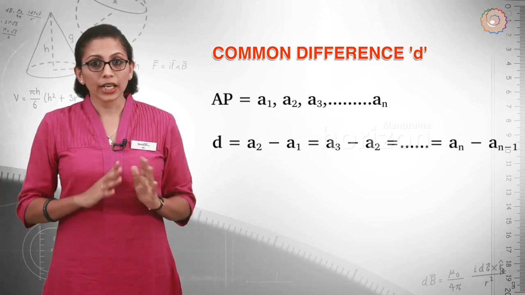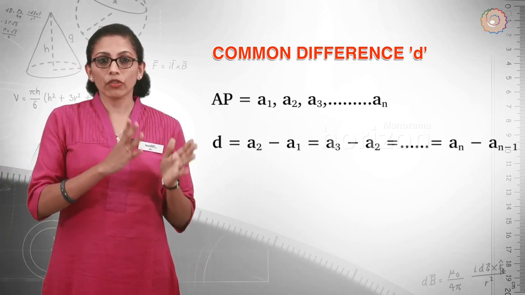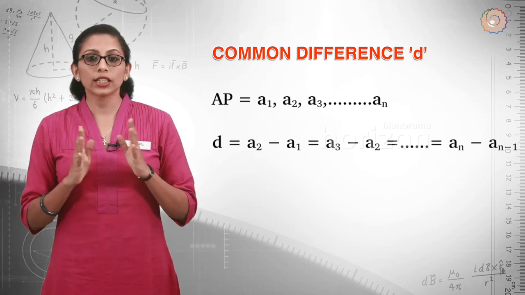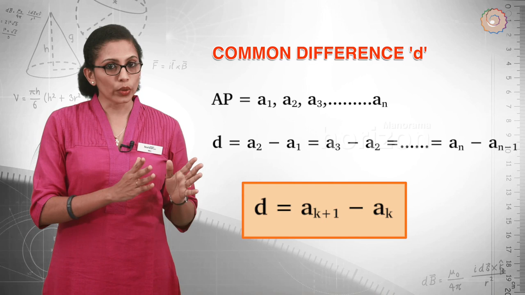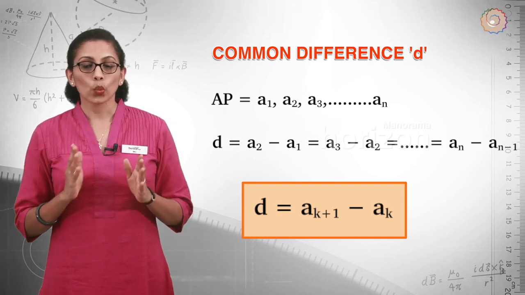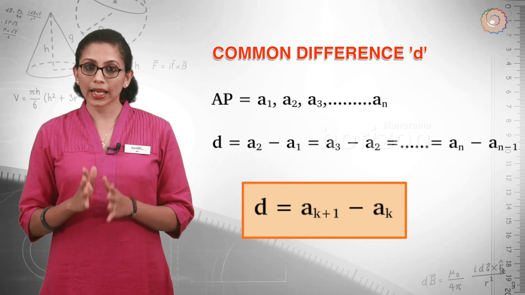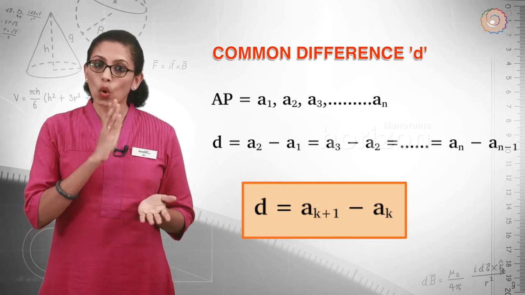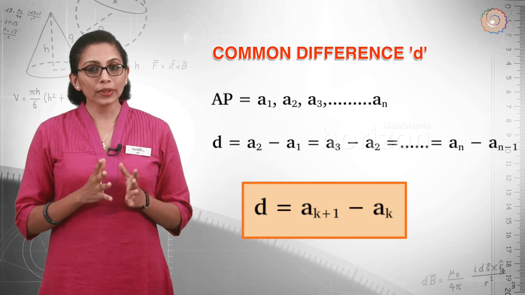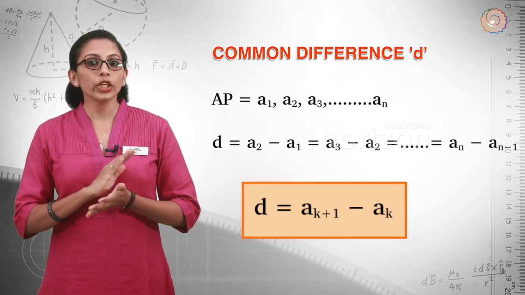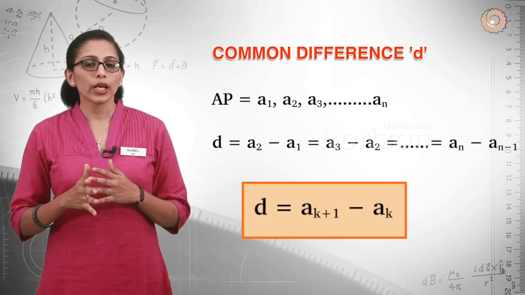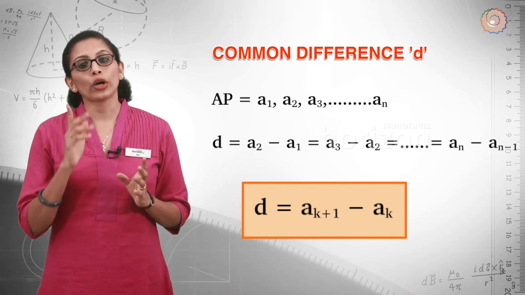In general, for an AP A1, A2, A3 up to An, we have a common difference, and the general equation is d is equal to a(k+1) minus a(k), where a(k+1) and a(k) are the (k+1)th and kth terms respectively. So, to obtain d in a given AP, we need not find all of A2 minus A1, A3 minus A2. It is enough to find only one of them.